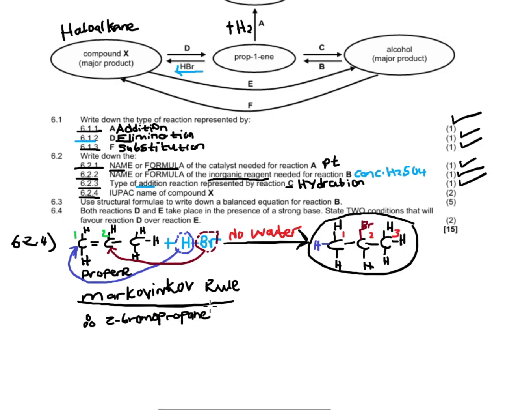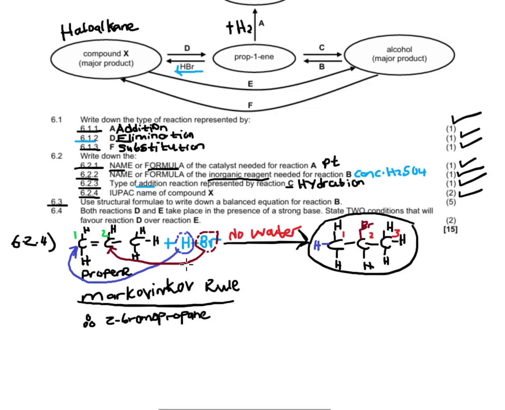I hope you understood this. I hope you got this. Alright, so now we are done with that. Let's go to 6.3 now. 6.3 says, write down the structural formulae using a balanced equation for reaction B. Now we are looking at reaction B, guys. Where is reaction B? Reaction B is from a major alcohol to propene. We want a balanced structural formulae.